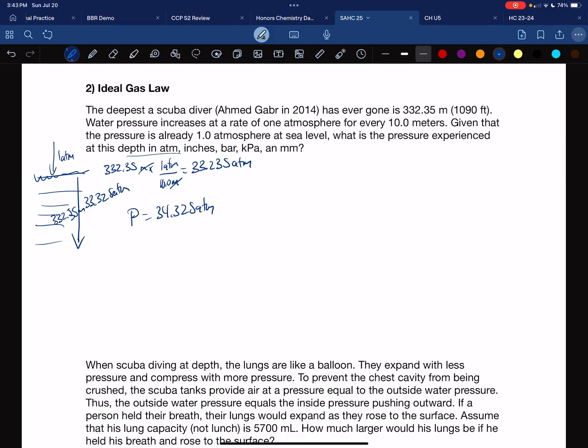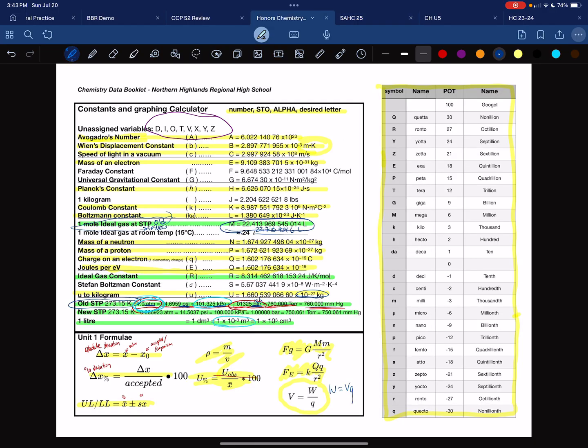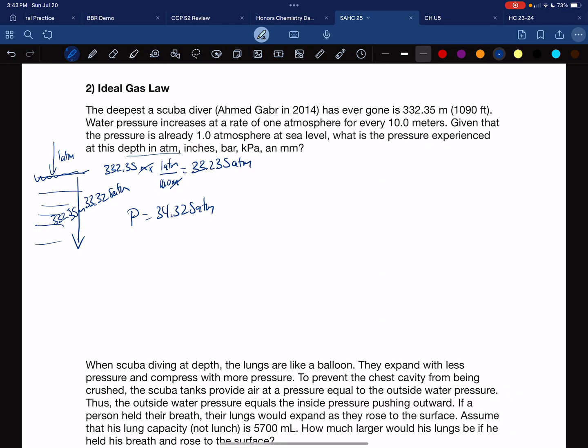Well, we've got our atmospheric pressure. This 1 atmosphere that we're going to use, we go to our data booklet. The old STP, which is what we're using, is 1.0 atmospheres. It's the definition, so that has an unlimited number of significant digits. We've got 10.0 meters, and that means we're relegated to 3 digits. So we would say the pressure would be 34.3 atmospheres. That's the pressure in atmospheres.